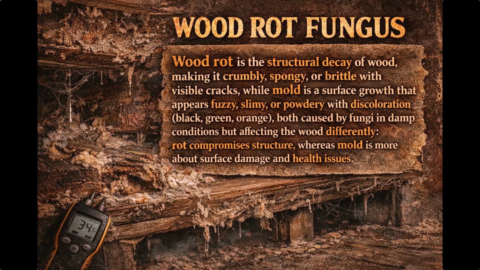According to the internet, wood rot is the structural decay of wood, making it crumbly, spongy, or brittle with visible cracks, while mold is a surface growth that appears fuzzy, slimy, or powdery with discoloration, typically black, green, or orange, both caused by fungi in damp conditions but affecting wood differently. Rot compromises structure, whereas mold is more about surface damage and health issues. I explain it this way. Wood rot attacks your home, mold attacks you.